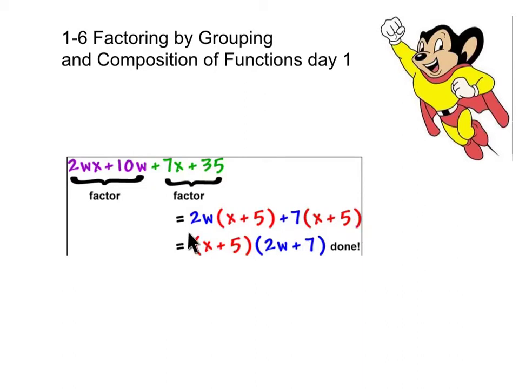And then what you'll see here is there are 2 terms, and I'll mark them here. There are 2 terms, so you've got this and this. Well, what do they both have in common? Well, they both have the x plus 5 in common. So you factor that out, and then what's left is the 2w plus 7. And that, in a nutshell, is factoring by grouping.